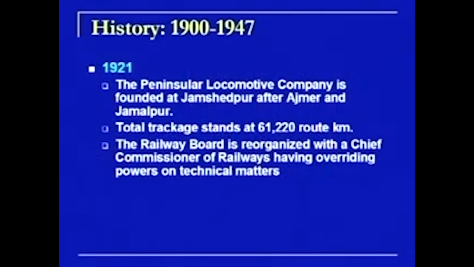Again on these slides, what we see is that track length was increasing and it was 16,220 route kilometers in 1921. Further, the Railway Board was organized with a Chief Commissioner of Railways who had more powers than before.